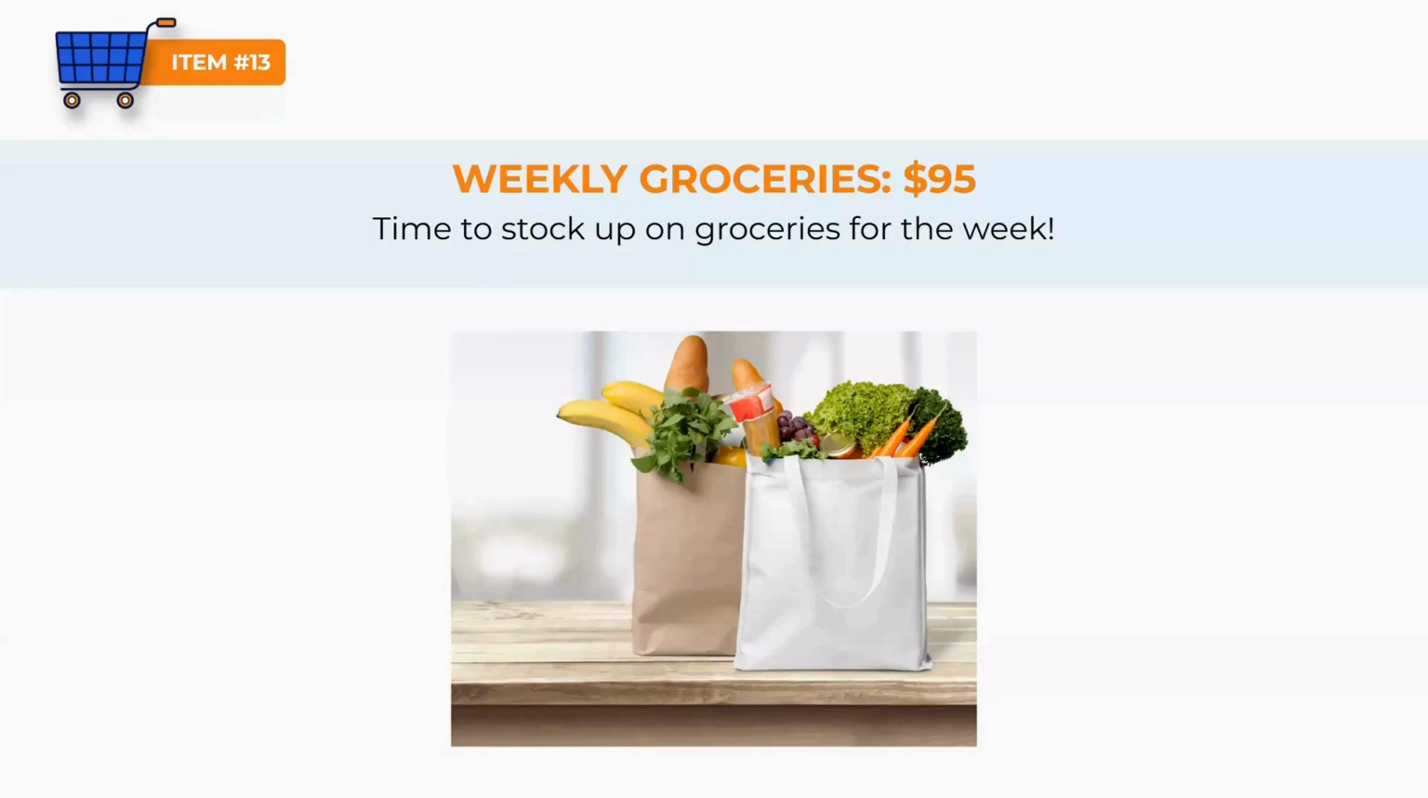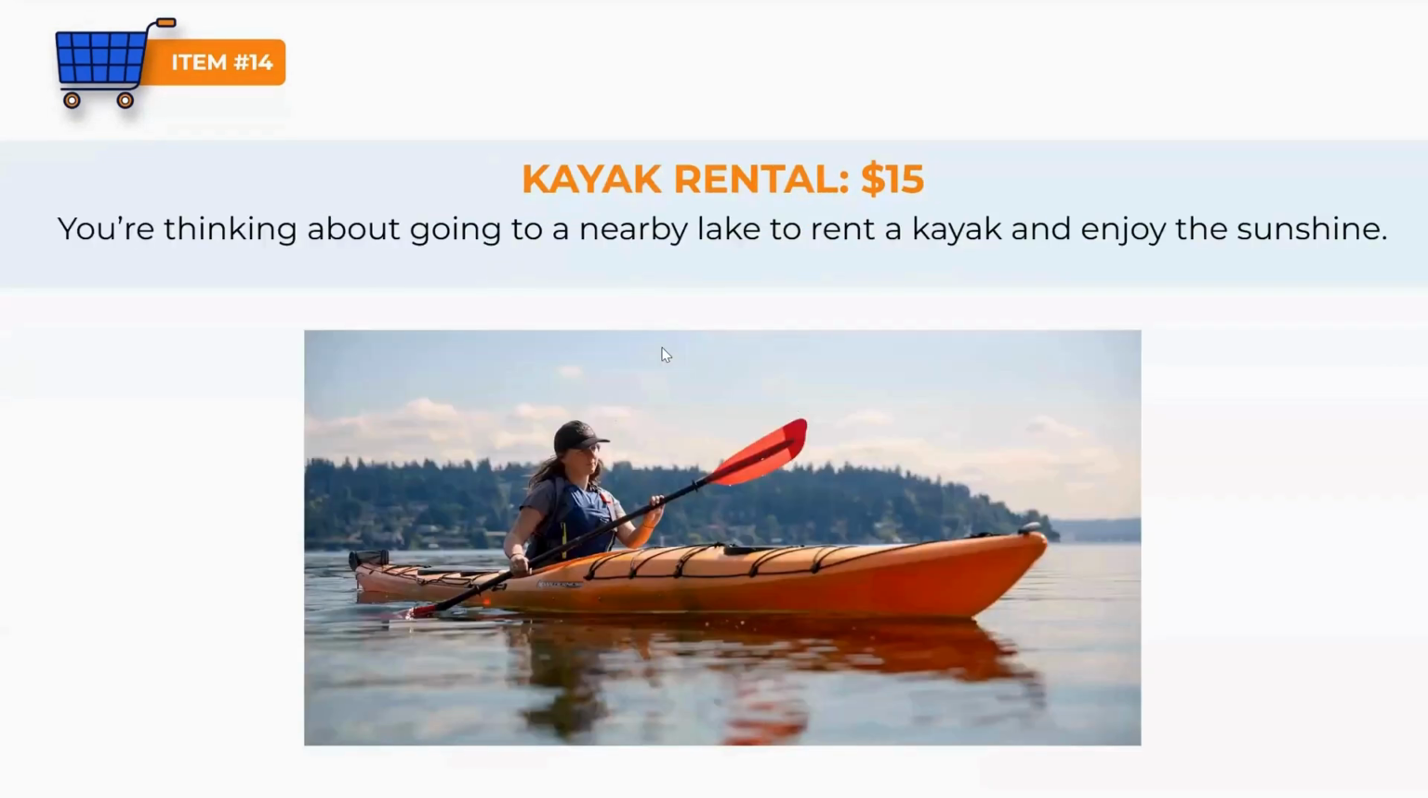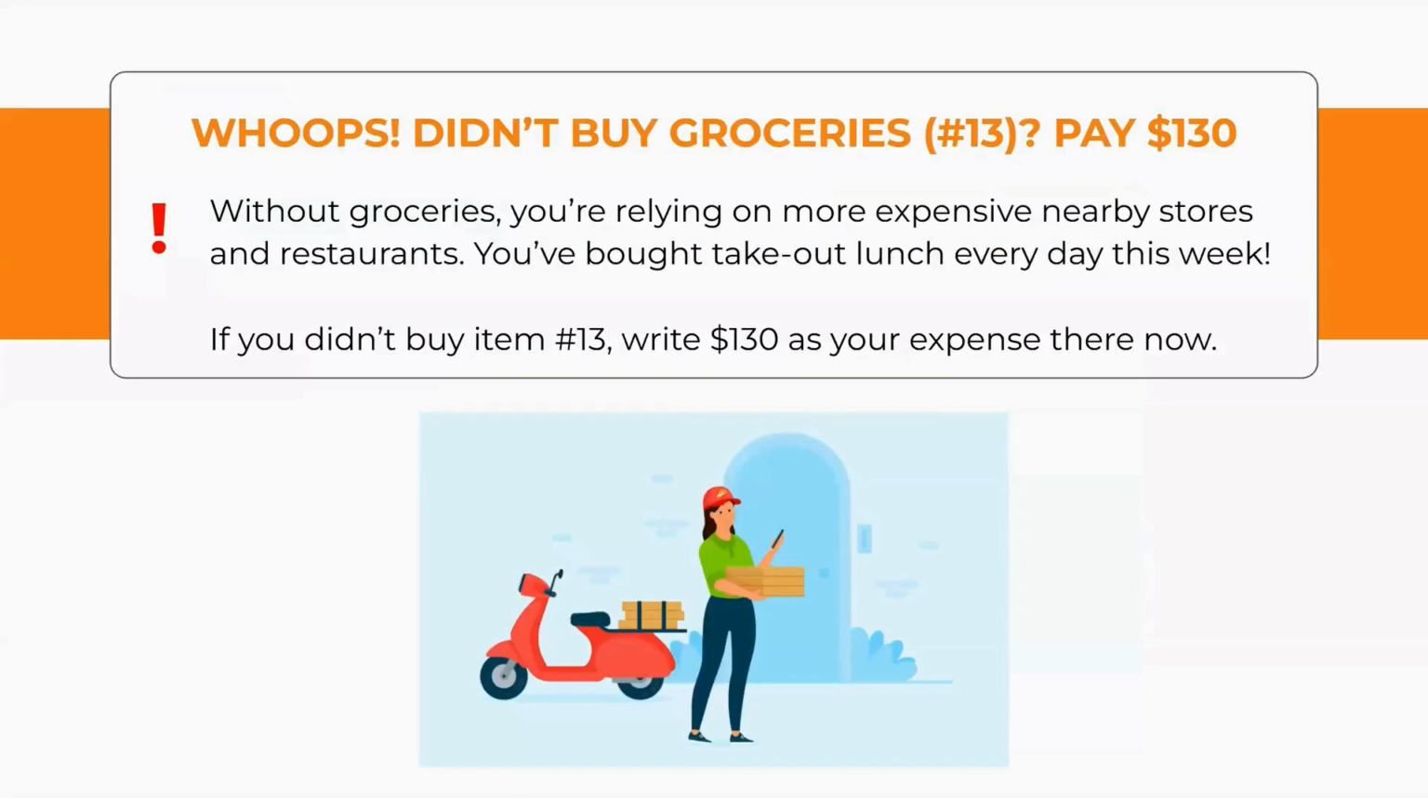And this is where, like I said, all this leads us to fixed versus variable cost. It's also opportunity cost. In fact, all this stuff that we're talking about is opportunity cost. Do you do what you're supposed to do within your needs, or do you go and get what your wants are? You've got to make a decision. If you did not buy groceries on number 13, pay $130 without groceries, or relying on more expensive nearby stores and restaurants. You bought takeout lunch every day this week. If you did not buy item number 13, you're at $130.